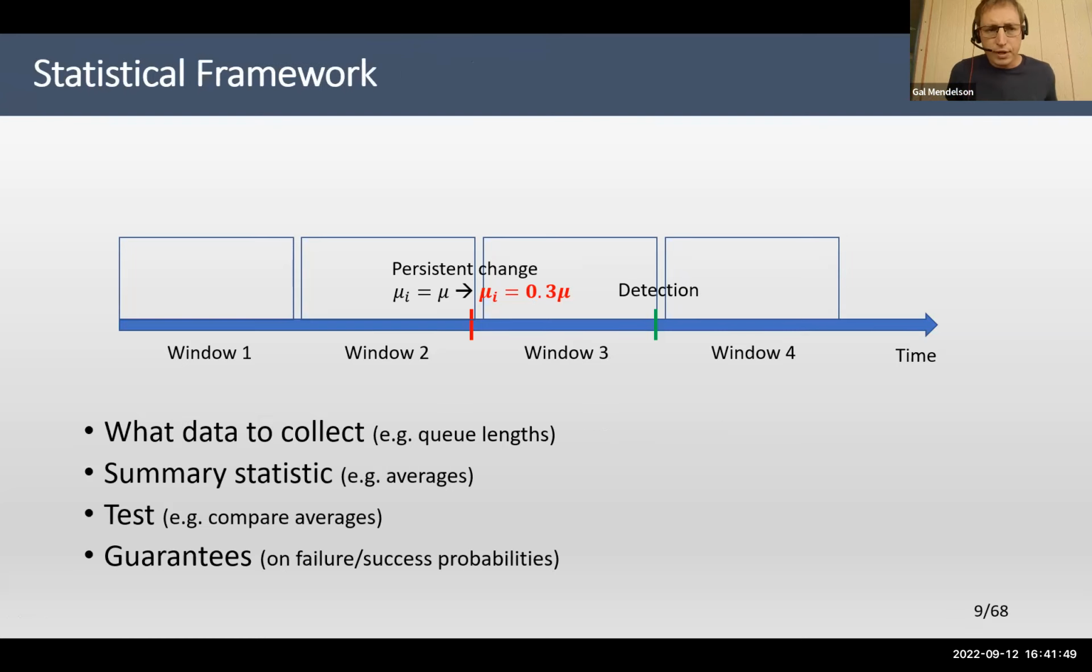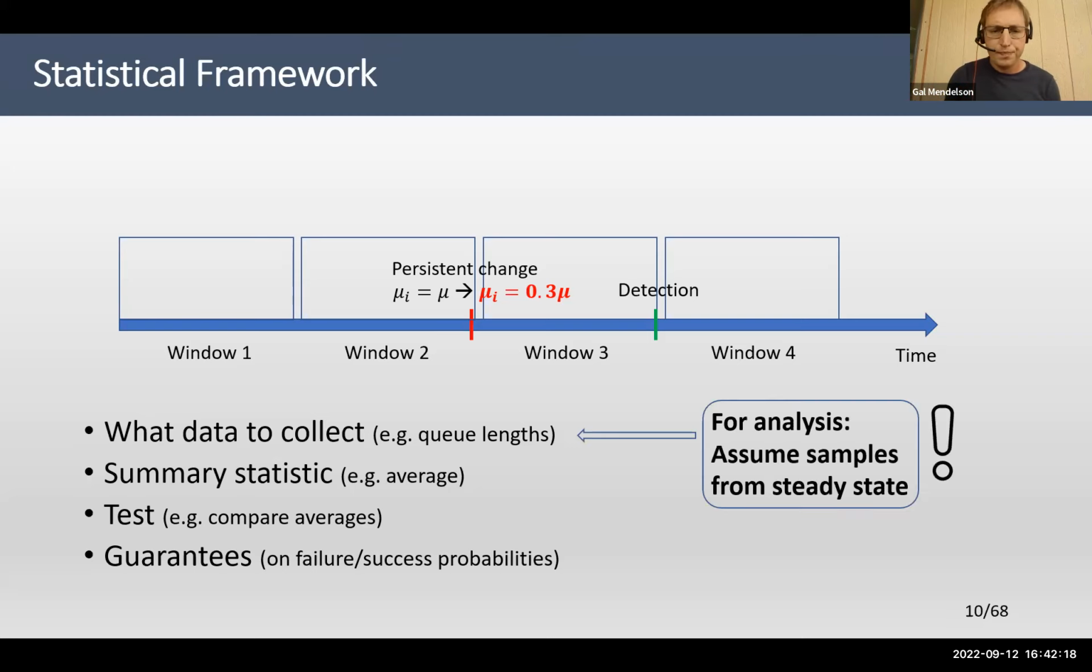All right, so what is the statistical framework here? Within this window-based detection scheme, we want to decide what data to collect. For example, let's sample queue lengths of the different servers. We want to decide what summary statistics we're going to use, for example the average. What is the test? For example, comparing averages, maybe to one another and maybe to a threshold. And finally, what guarantees we have on failure or success probabilities.